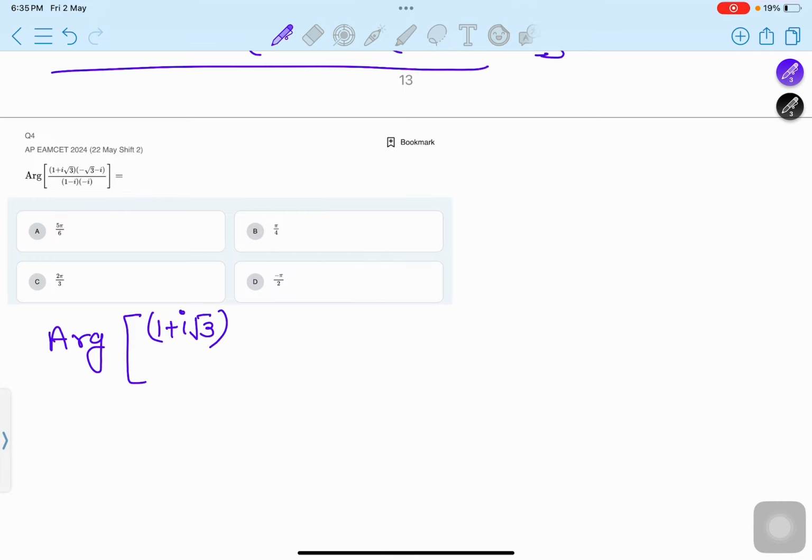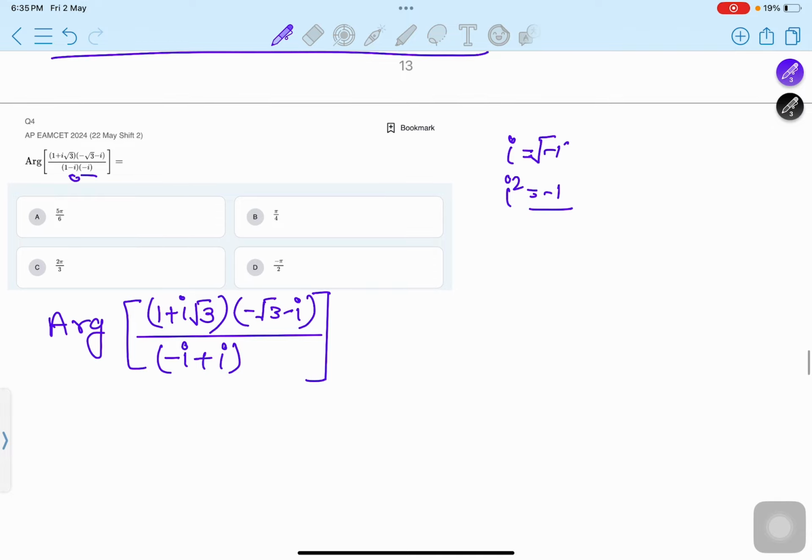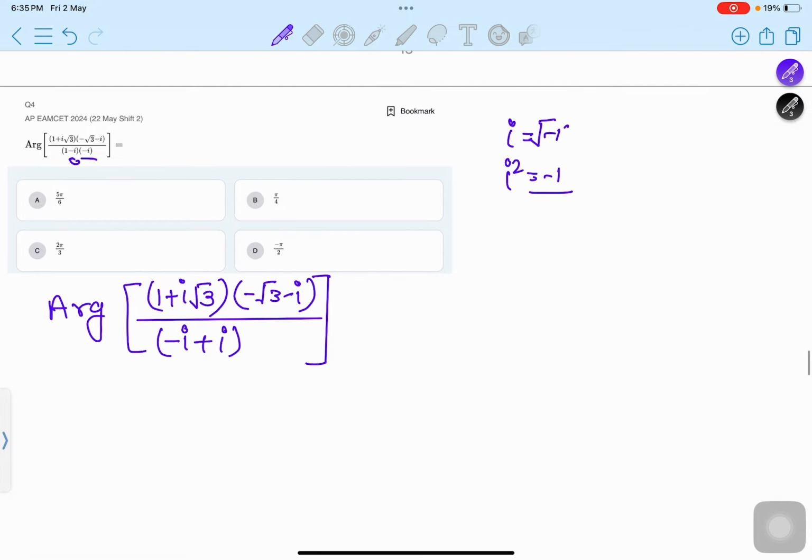Okay, given that condition, minus iota is multiplied, so minus iota and minus iota. Iota into iota is minus 1, so that's why it is plus iota, because minus minus is also plus. Okay, iota is equal to root minus 1, so iota square is minus 1.